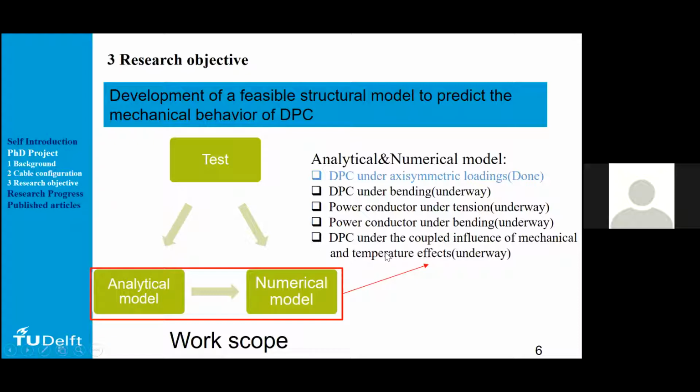And similarly, the analytical and the numerical model will study the power cable under axisymmetric loadings. Axisymmetric loadings include tension, torsion, and external pressure. This part has already been done in my PhD project. And then power cable under bending. This is a very important issue that I need to solve. And then power conductor under tension and bending. Also at the last, the coupled influence of mechanical and temperature effects, especially with regard to the insulation layer.